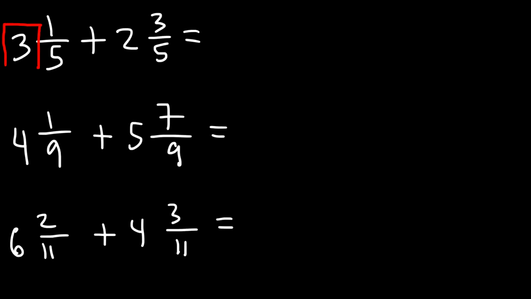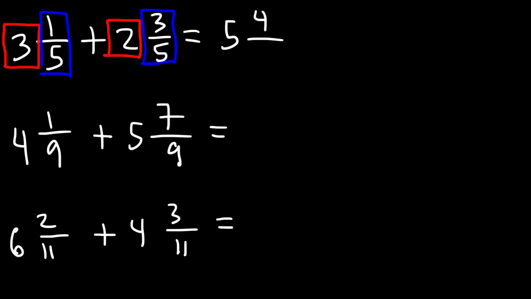So first we can add 3 and 2 together. 3 plus 2 is 5. And then we can add 1 over 5 plus 3 over 5. And that's going to be 4 over 5. So this is the answer, 5 and 4 over 5.